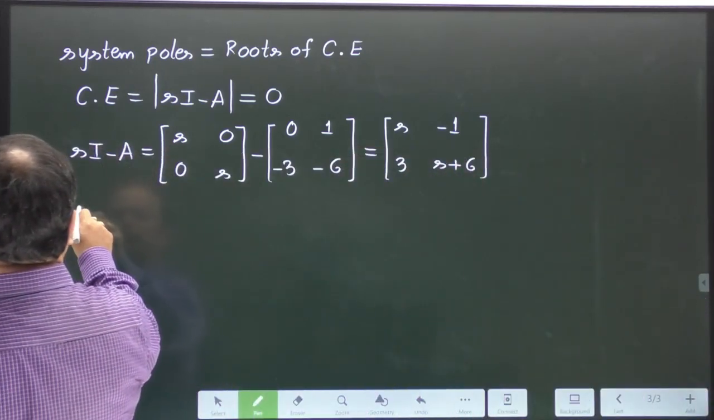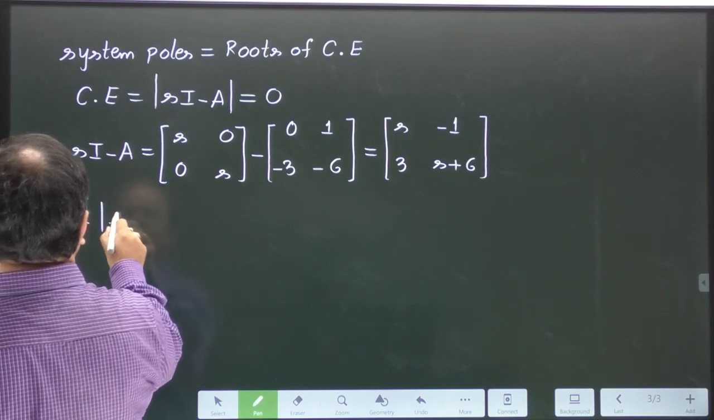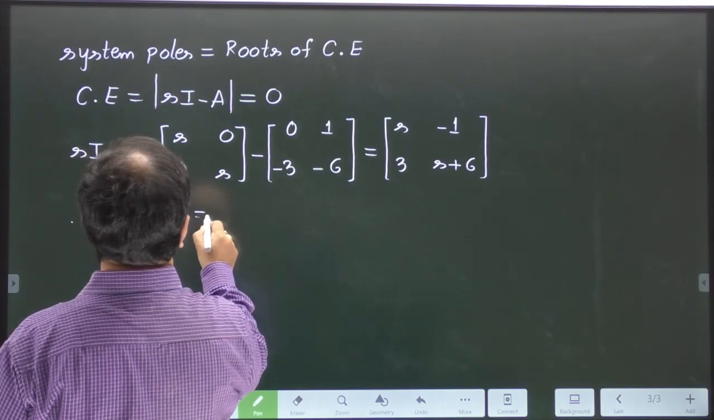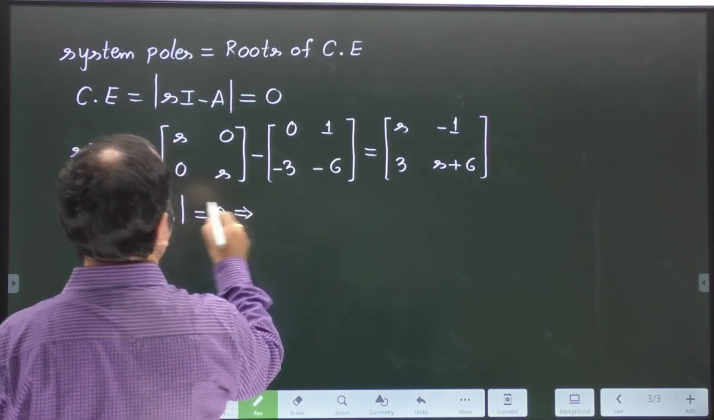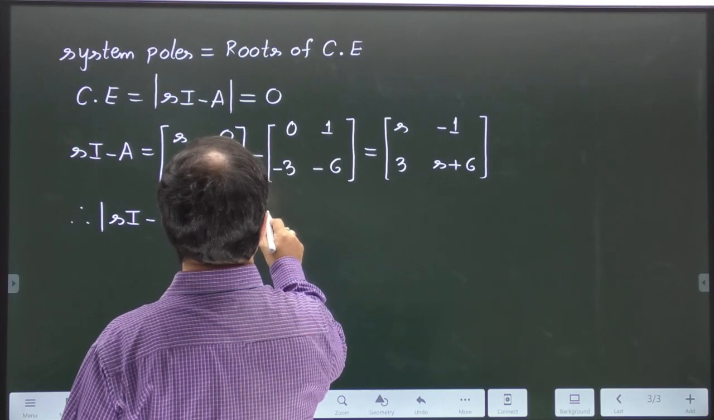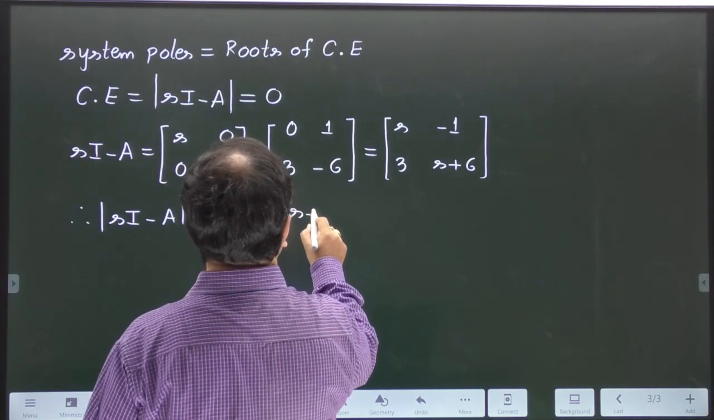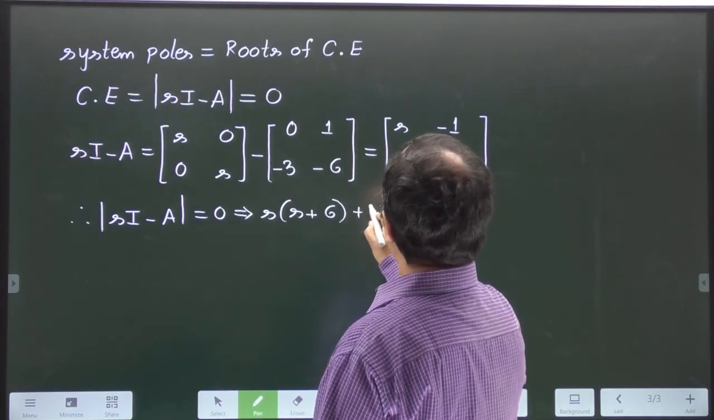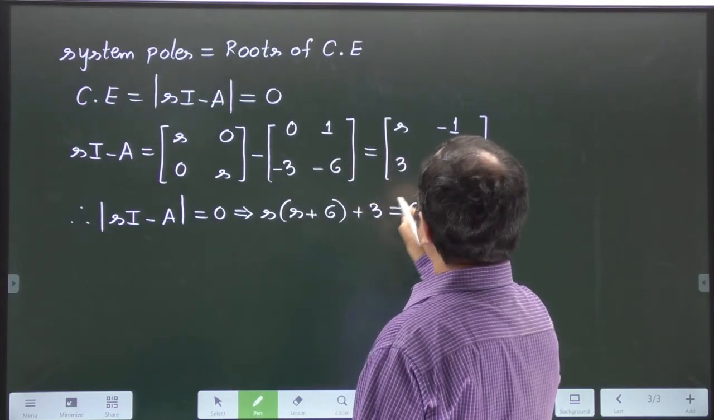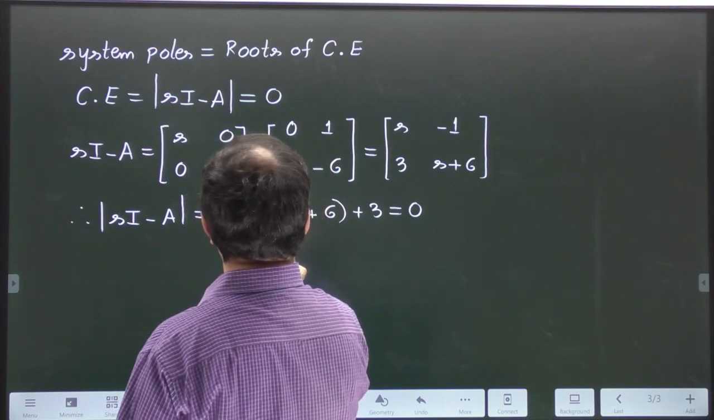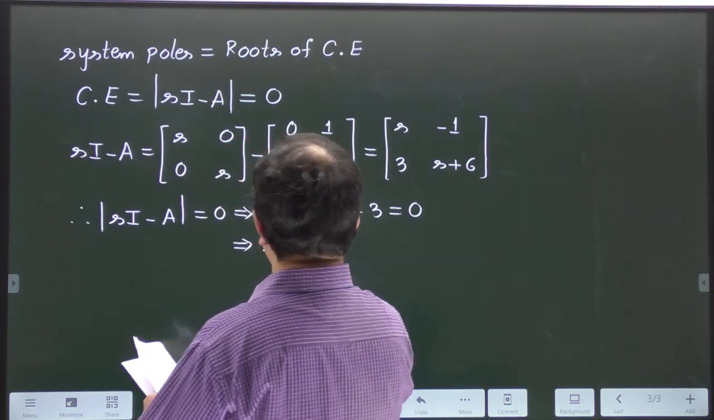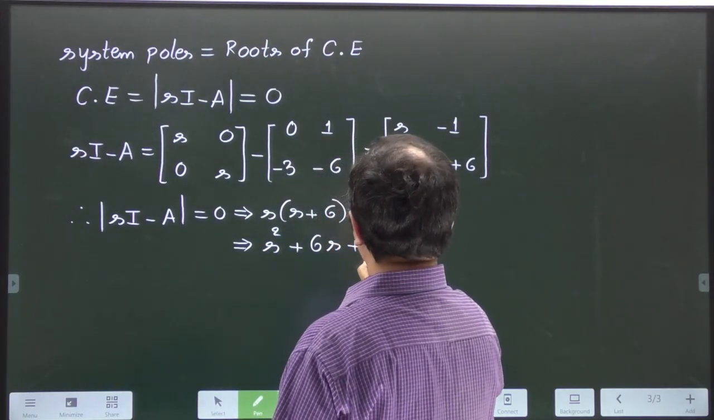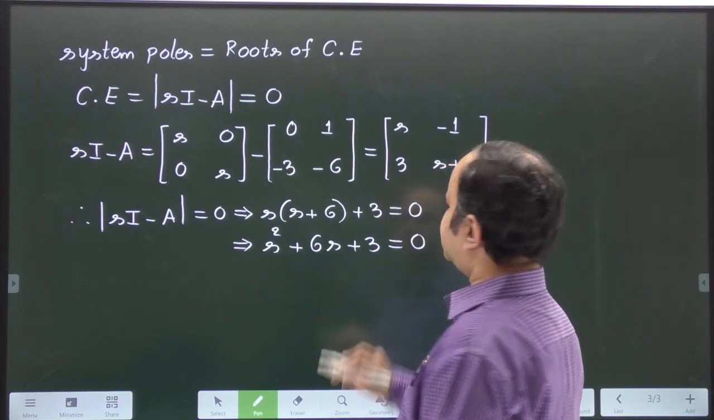Therefore, the characteristic equation is determinant of sI minus A equal to 0. If you evaluate this, we will get s multiplied with s plus 6, plus 3 is equal to 0. So it will give you s square plus 6s plus 3 is equal to 0.